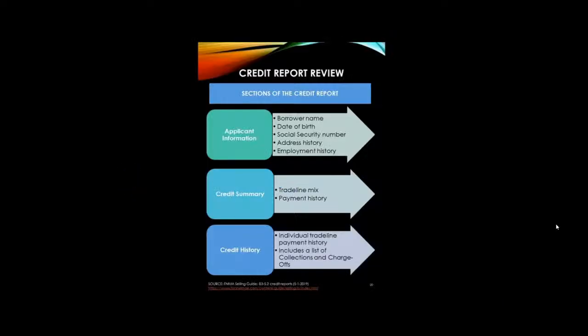So let's go over briefly the credit report review and the sections on the credit report that we should really focus on. And that's the application information: the borrower's name, date of birth, social security number, address history, and employment history. We want to make sure that when we run the credit report, the information is accurate and that it matches.